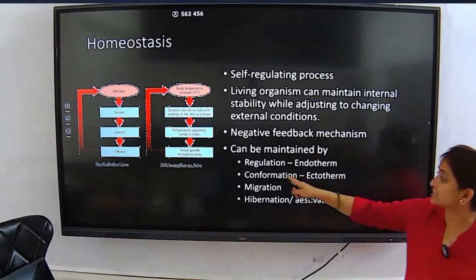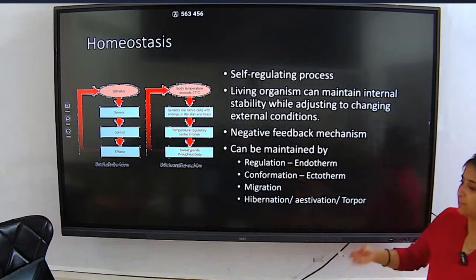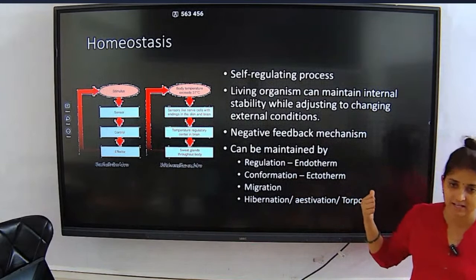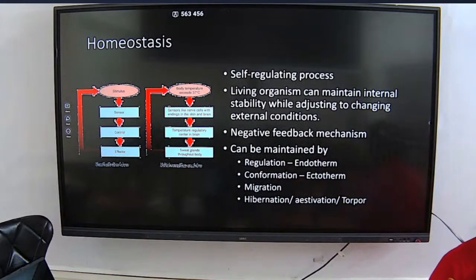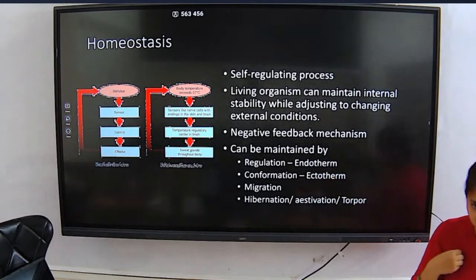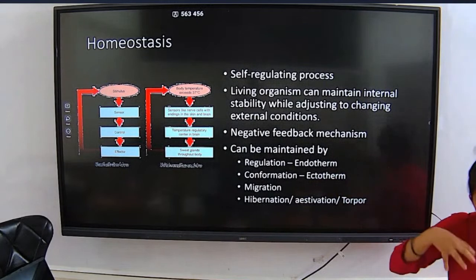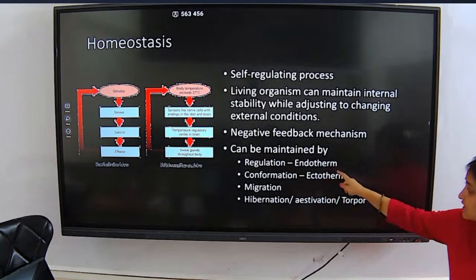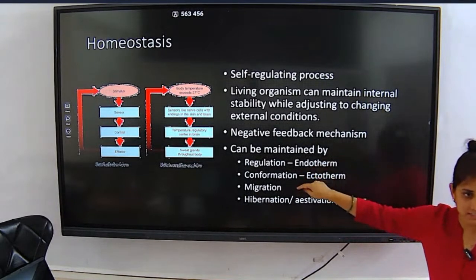The first one is regulation. Regulation is what we are experiencing. We are known as endotherms, or warm-blooded animals. We call ourselves warm-blooded, or endotherms, because our internal body temperature is controlled by us. Whatever our body temperature is, it is only generated because of the heat inside our body. Endotherm means the therm is coming from inside.